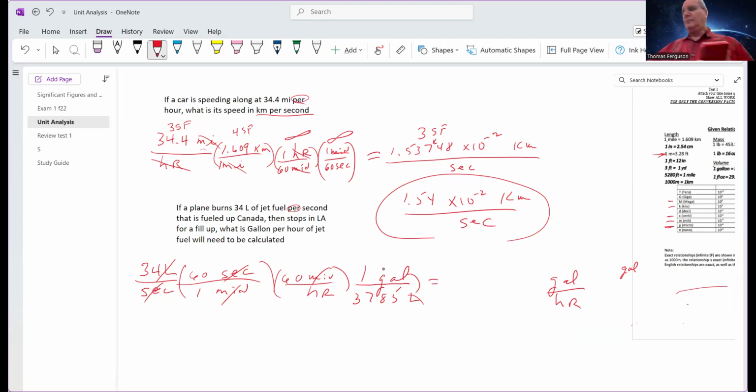On the test, I want you to only use this conversion table. I'm going to give you a copy of it on the test. And only use this.